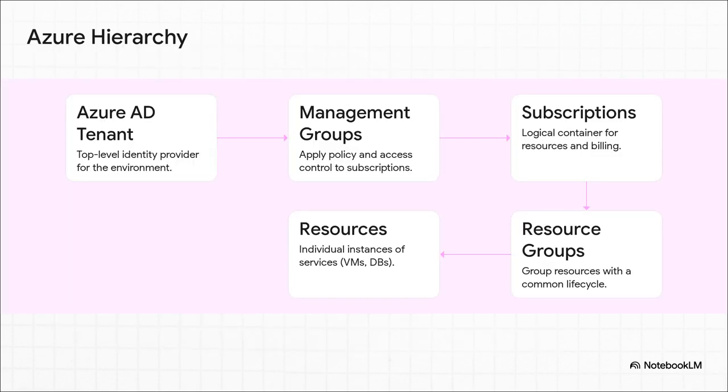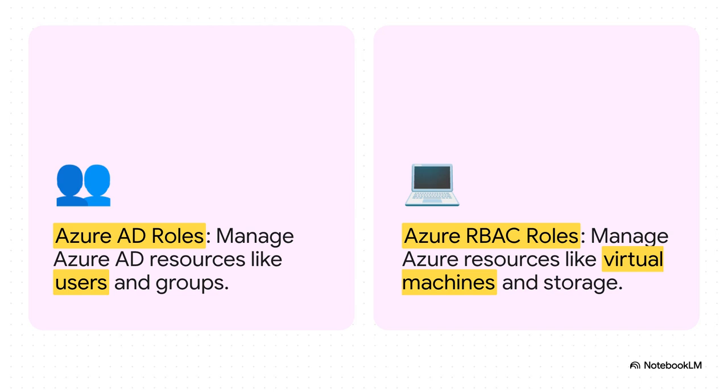So here's how it all fits together in one clean picture. You see how everything flows downwards. Policies and permissions start at the top, at the tenant level, and they just cascade all the way down to your individual resources. This inheritance is what gives you a really powerful, consistent structure for your entire environment, pretty much automatically.